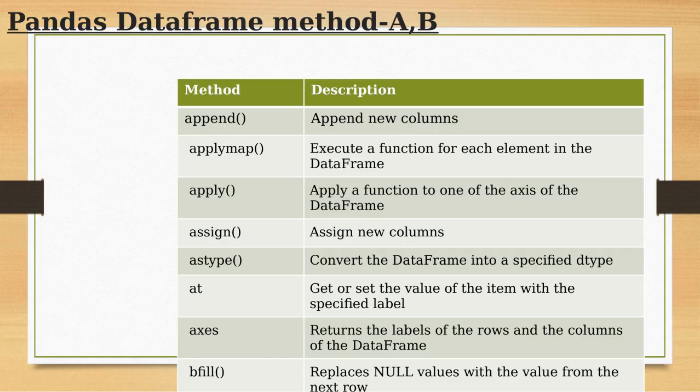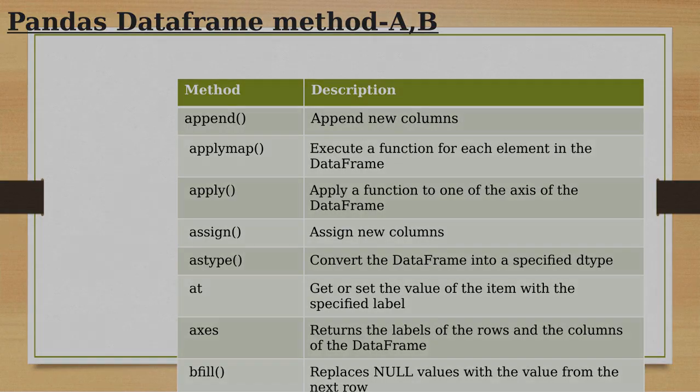at accesses or updates the value of a single cell using its row and column labels. It is optimized for fast access to one value. axes returns the labels of the data frame axes, including the row index and column names. bfill, backward fill, replaces missing, null, or NaN values using the next valid value in the column or row.